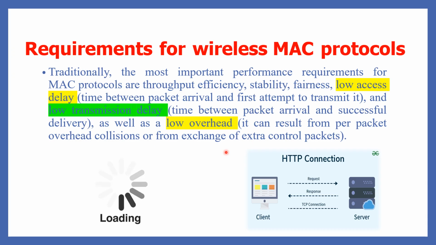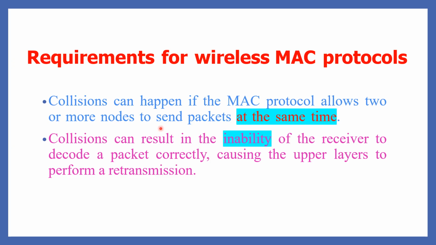So as I told you before, while designing MAC protocols, the first and foremost requirements we look for are these, traditionally. Other than these requirements, now collisions. The first factor which would contribute to collision is low overhead. Other than this, now see, suppose two or more nodes try to send packets at the same time in a shared medium, we may face a collision. Or sometimes because of the inability of the receiver to decode a packet correctly, it will cause a delay, causing the upper layers to perform a retransmission. So these are the three general factors that contribute to collisions.